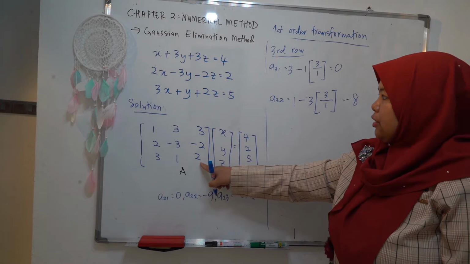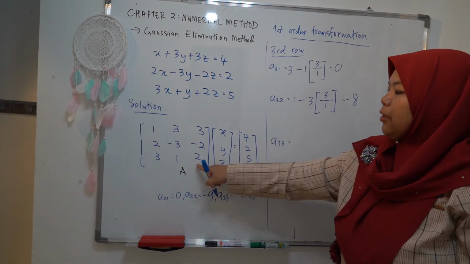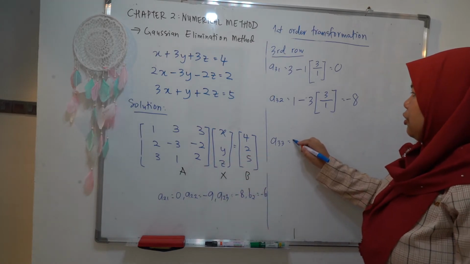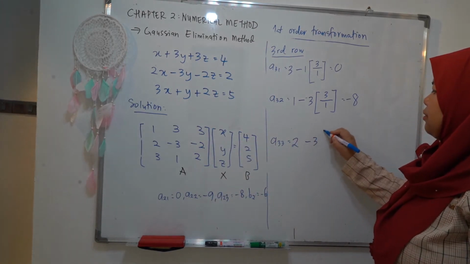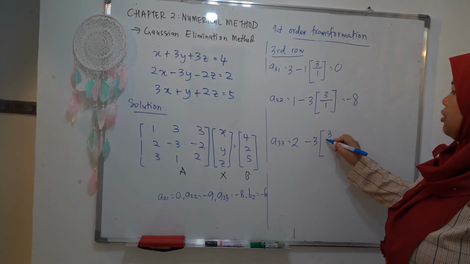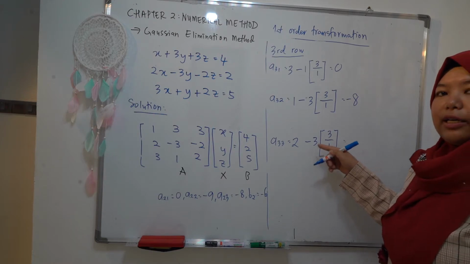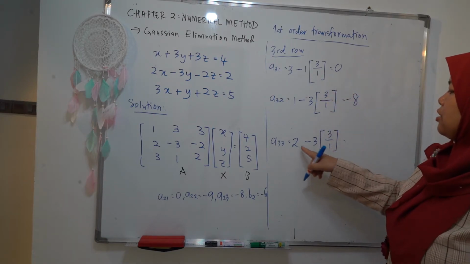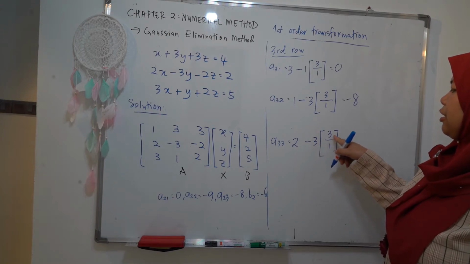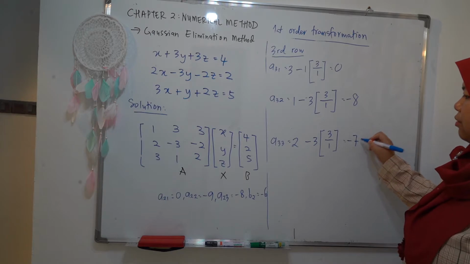So I continue with E33. It is here 2 minus 3 times 3 over 1. I repeat, for the multiplication, it's the same as from 1. So 2 minus 3 times 3 over 1, so I will get negative 7.